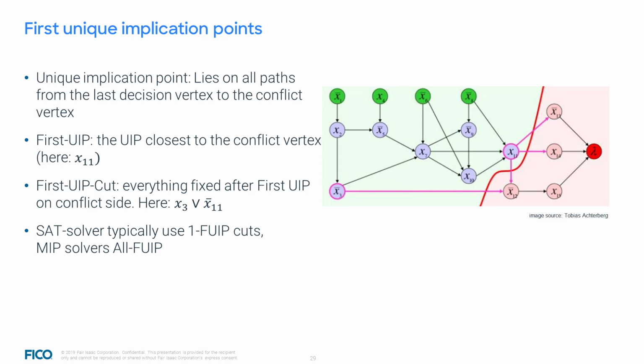To generate the corresponding cut, all decisions implied by x11 and all follow-up decisions are put on the conflict side. You see the cut in the picture. There are two vertices from which the arcs in the cut originate. Hence, we get a two-elementary conflict clause: x3 or not x11. Similarly, one could derive an FUIP cut from the second to last decision vertex, not x6. A strategy of generating one cut per decision is called all-FUIP, and that is what MIP solvers typically use.